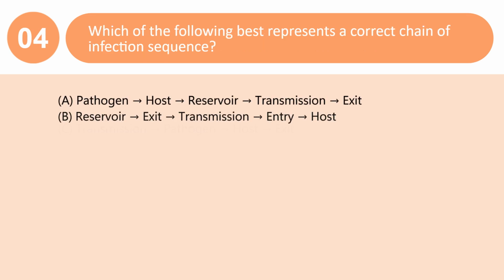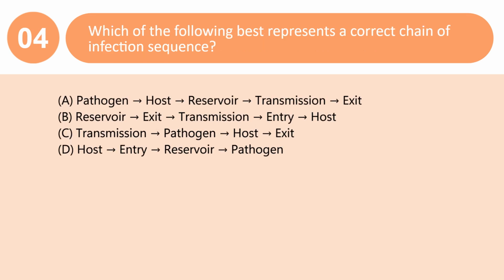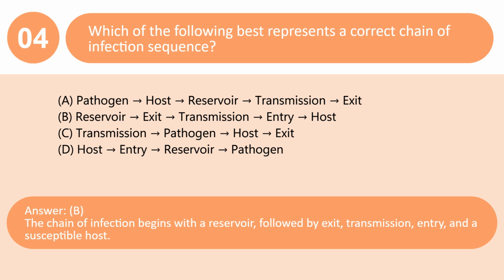Which of the following best represents a correct chain of infection sequence? A. Pathogen, host, reservoir, transmission, exit. B. Reservoir, exit, transmission, entry, host. C. Transmission, pathogen, host, exit. D. Host, entry, reservoir, pathogen. Answer: B. The chain of infection begins with a reservoir, followed by exit, transmission, entry, and a susceptible host.